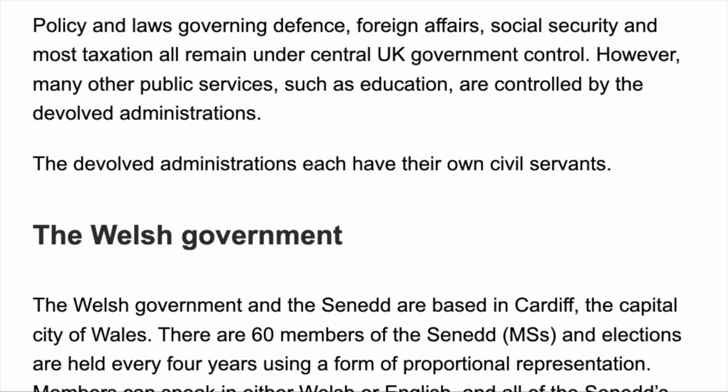Policy and laws governing defence, foreign affairs, social security, and most taxation all remain under central UK government control. However, many other public services such as education are controlled by the devolved administrations. The devolved administrations each have their own civil servants.